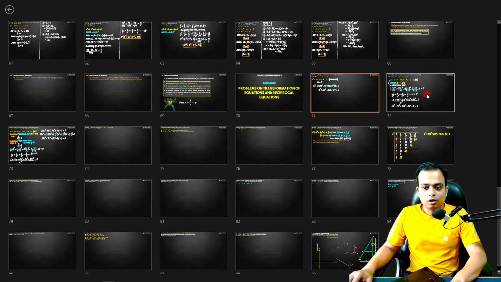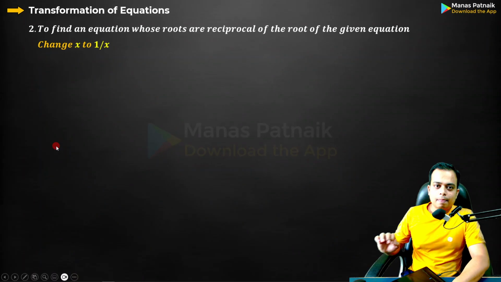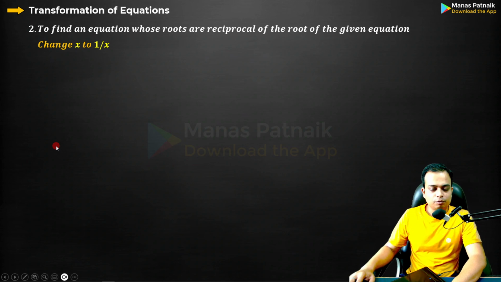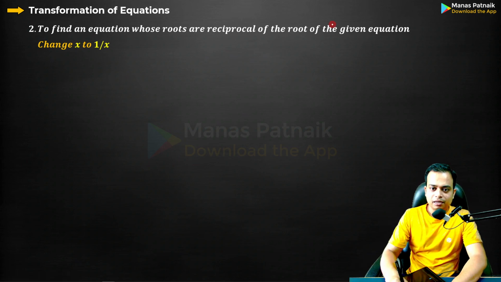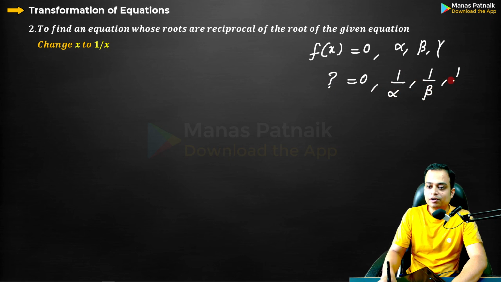Secondly, if you go on, you can also find the equation whose roots are reciprocals. Let's say there is a particular equation that I have, f of x equals 0, and I say that its roots are alpha, beta, and gamma. Now you need to find me that algebraic equation whose roots are 1 over alpha, 1 over beta, and 1 over gamma. Can you do this? Yes, sir. We can do this.